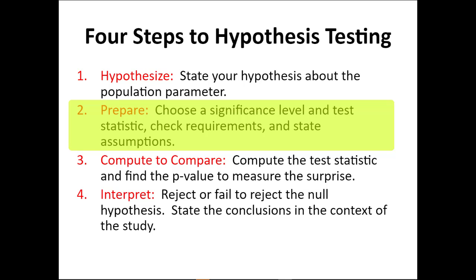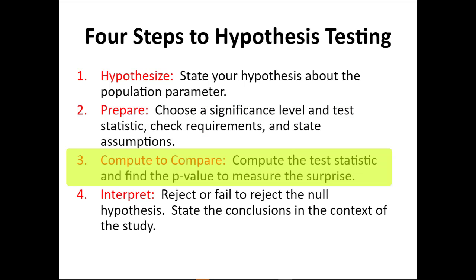You might also need to check the assumptions to make sure your data is normal. So unless something is already stated in the problem that tells you to assume normality, then you would have to check for the conditions of the central limit theorem. This is also the time where you want to make yourself a model and establish the area of rejection and the area of retention. The next step is the compute to compare step.